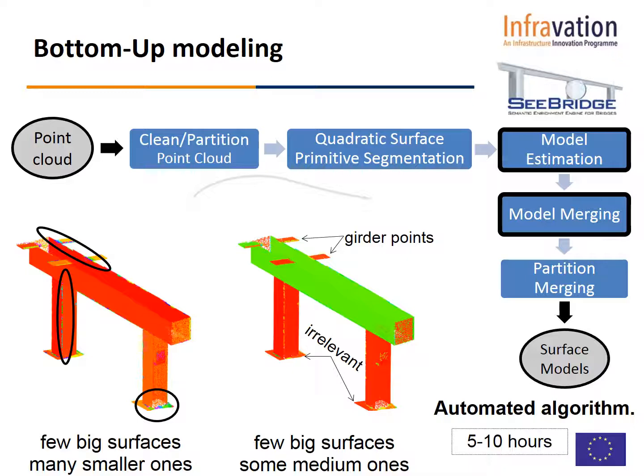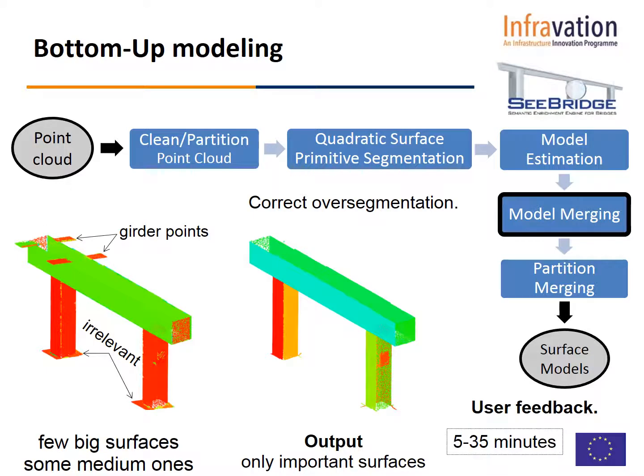And then they start to get merged, and what you end up with are still a few big surfaces, but now some medium ones. You don't have many small, many medium, you just have some now. And this procedure, for this bridge, took about 8 hours. For some bridges it can be up to 30 hours, 60 hours, depending on the complexity of the bridge.